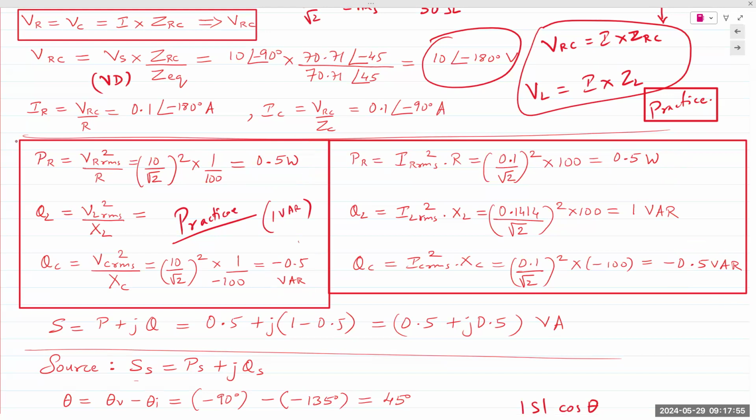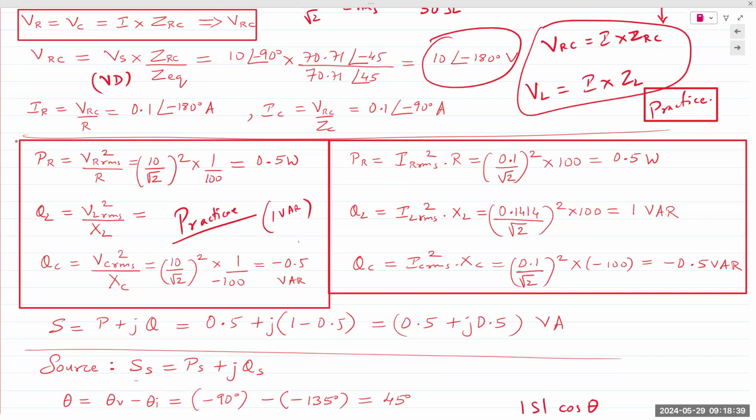If you forget that concept and neglect the minus, your answer will not turn out correct. So the capacitor angle is always minus 90, and so when we calculate power, we always insert a minus in there. So both approaches, same answers. Questions? Steps make sense?